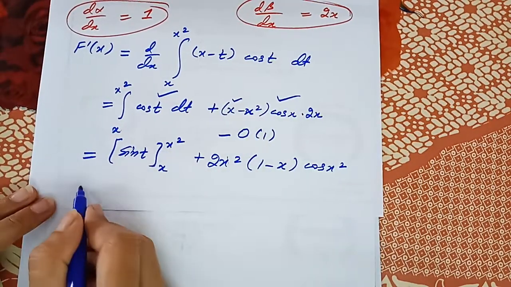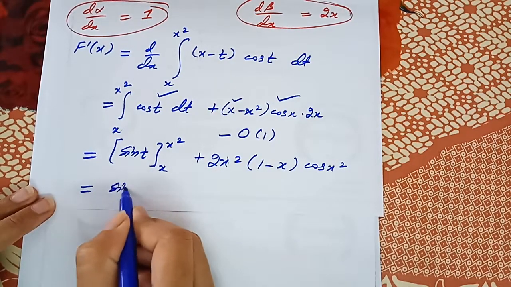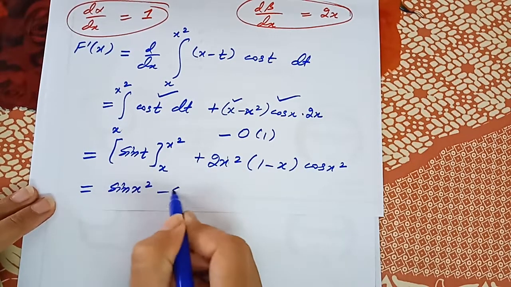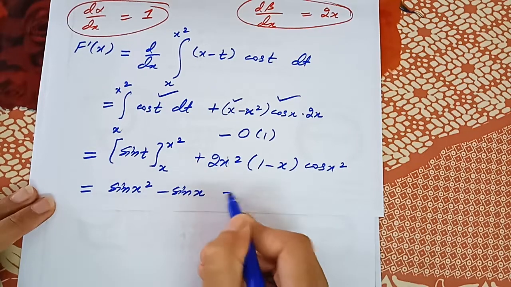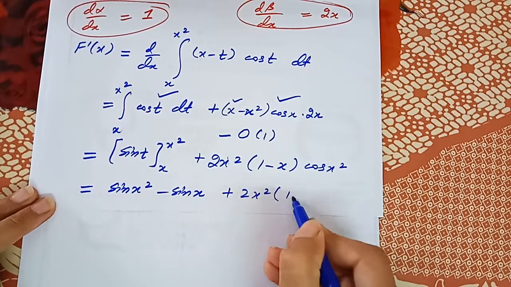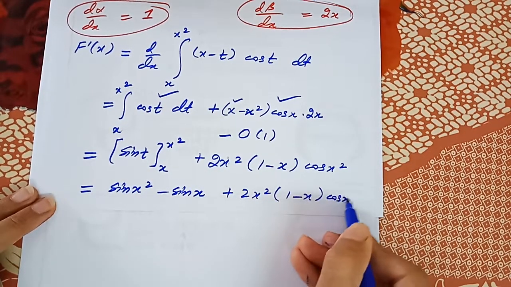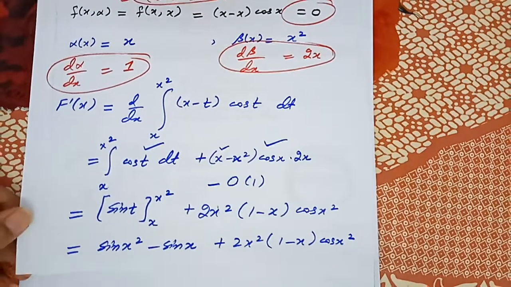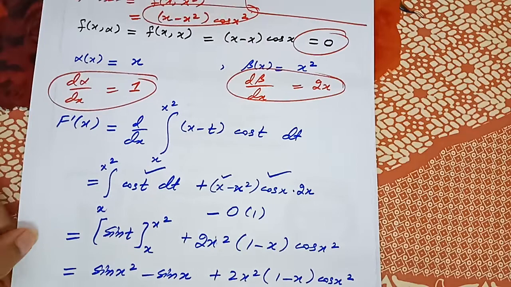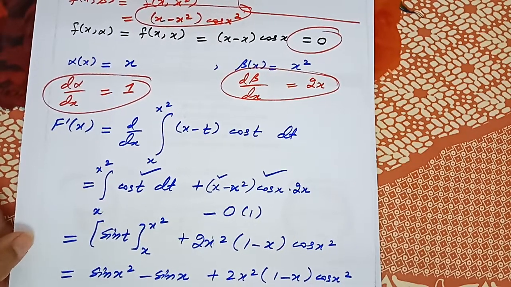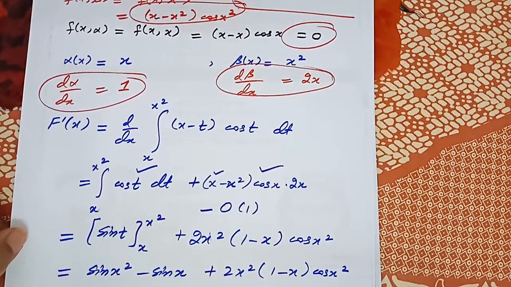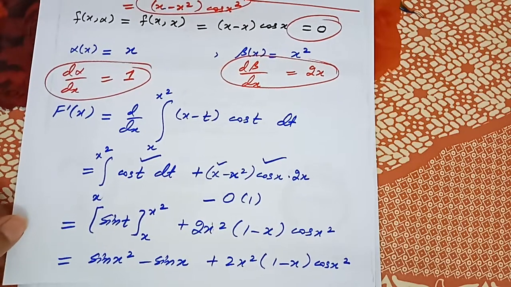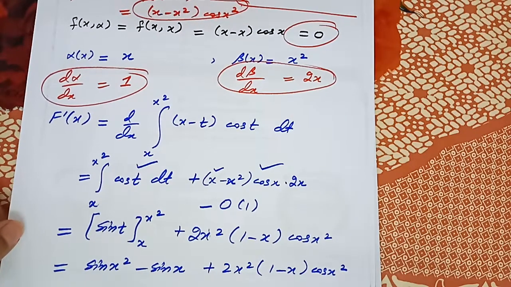Now apply the limits of integration here. So it's going to be sine of upper limit minus sine of lower limit plus 2x times x minus x squared cosine of x squared. So I hope you understand how to apply the Leibniz rule in finding the derivative of integration. In the next video, we will do how to solve the Volterra integral equation and Fredholm integral equation by using the Adomian decomposition method.